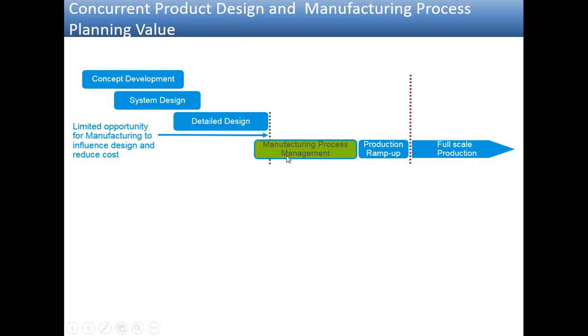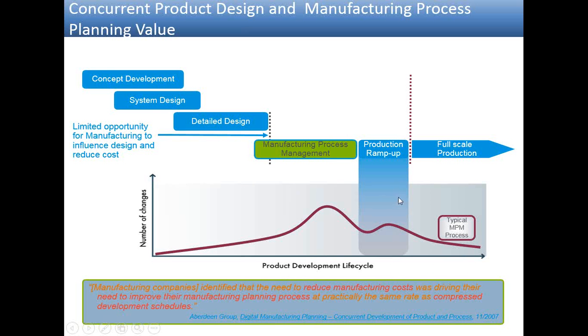So here the limitation is that the manufacturing engineer doesn't have the opportunity to influence the design and reduce the cost. You don't have any time, because the design has already been frozen, the drawings are released, and then manufacturing will start. So at this point, if you see this graph of number of changes over the product development life cycle, there will be a lot of changes after the design has been released. This is how the typical MPM process works.